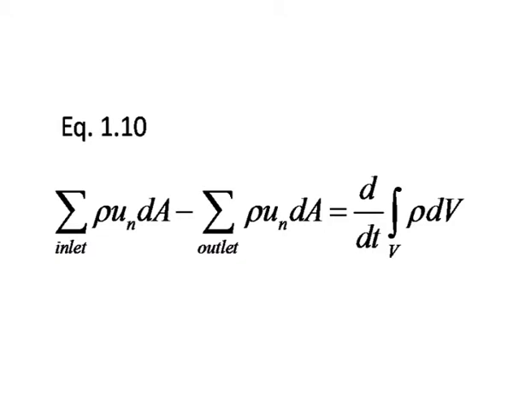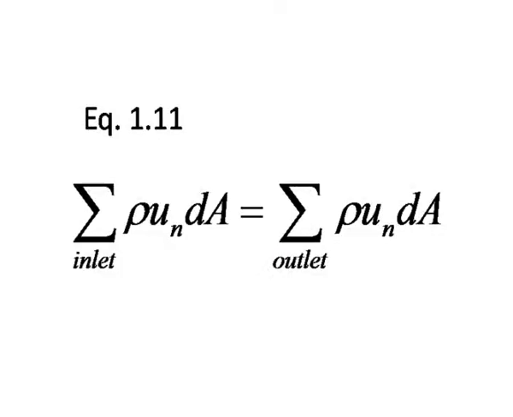The second assumption we will make is that of steady state, that is, the flow rate does not change with time, although it may be different from one location to another. If there is no change with time, then the right hand term must drop out. Thus, we have equation 1.11. Sigma inlet rho un dA is equal to sigma outlet rho un dA.